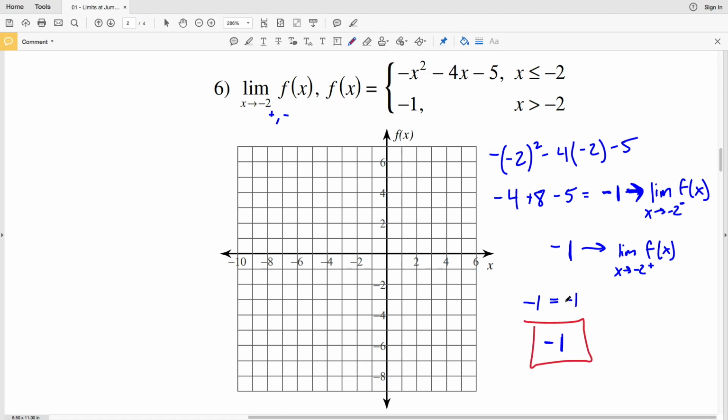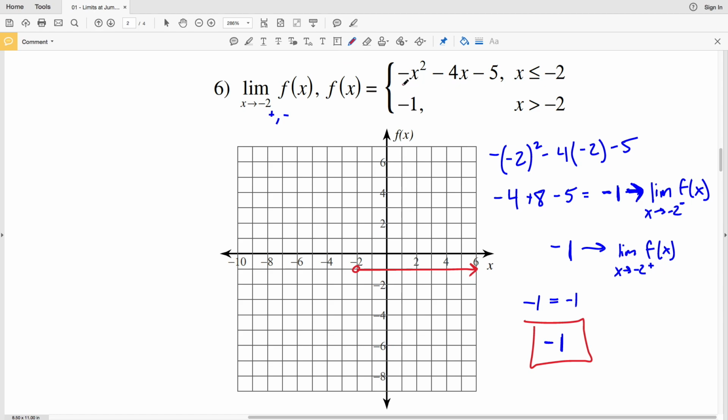But let's graph and double check. Let's graph that second half first. We know that for values where x is greater than -2, we're at -1. So we'll find -2 in the x, -1 in the y. That will be an open circle, and then a horizontal line continuing on in the positive x direction after that.